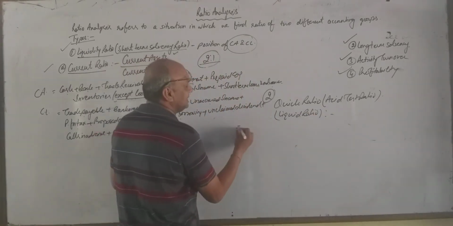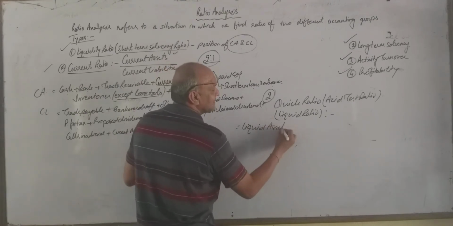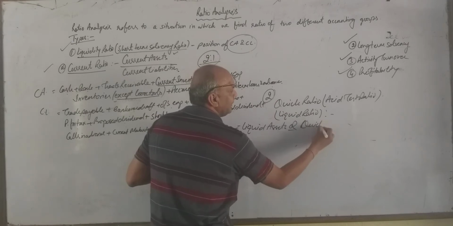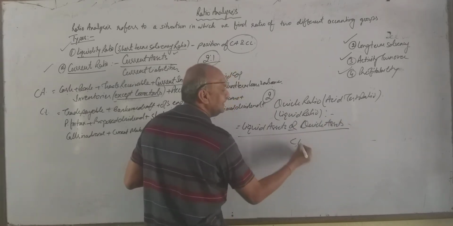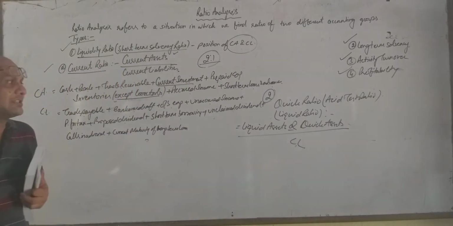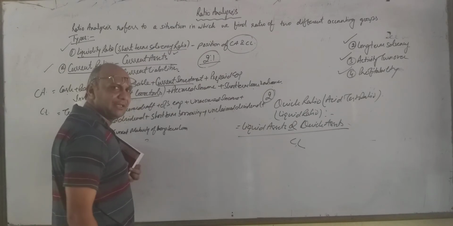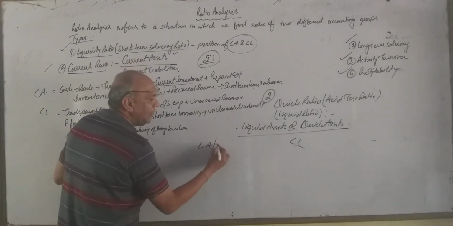Formula is very simple, sir. Liquid assets or quick assets divided by current liabilities. Current liabilities are the same. Liquid assets or quick assets divided by current liabilities. Now the question arises, how to calculate liquid assets, LA or QA?